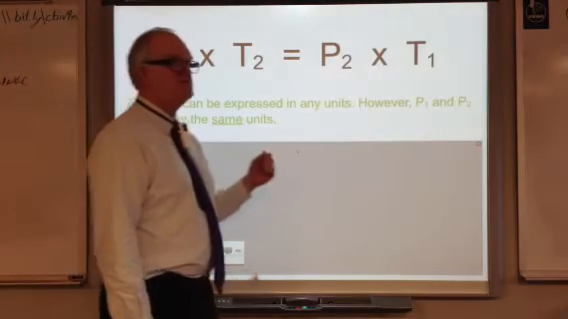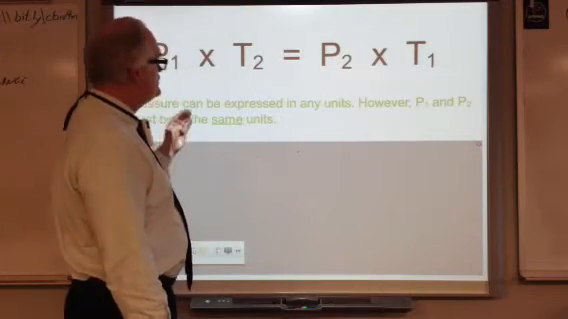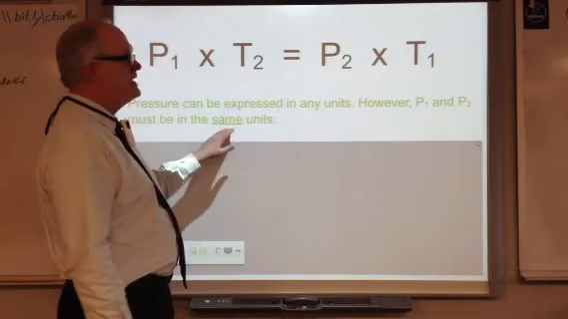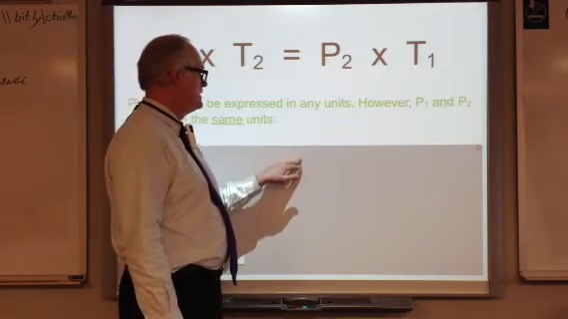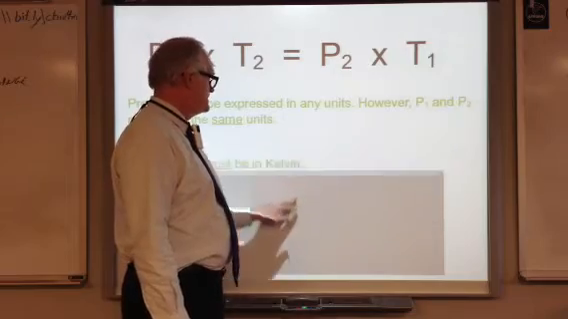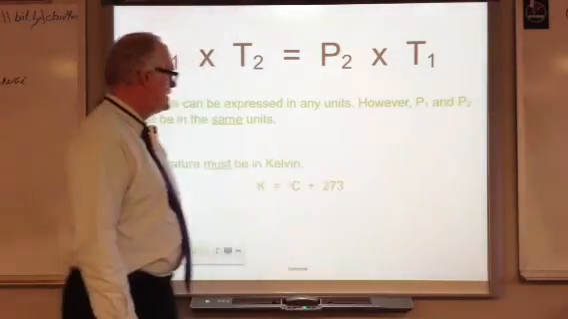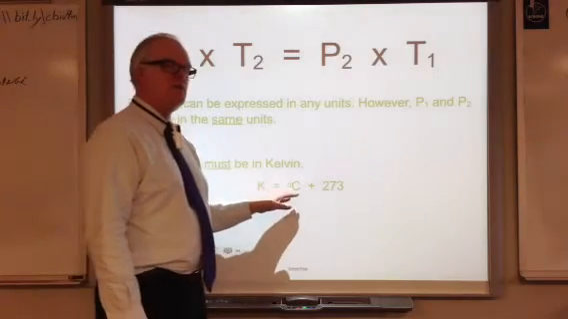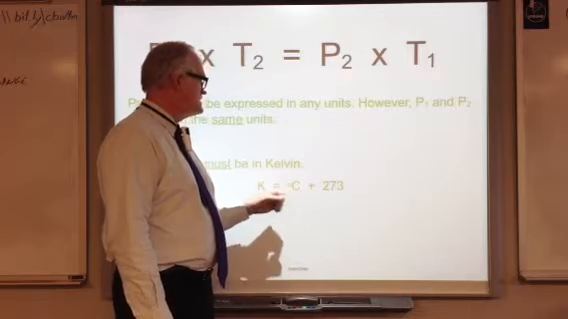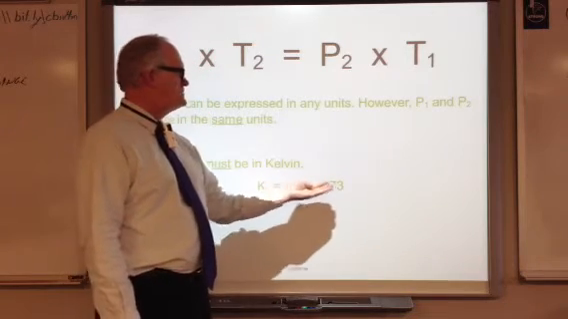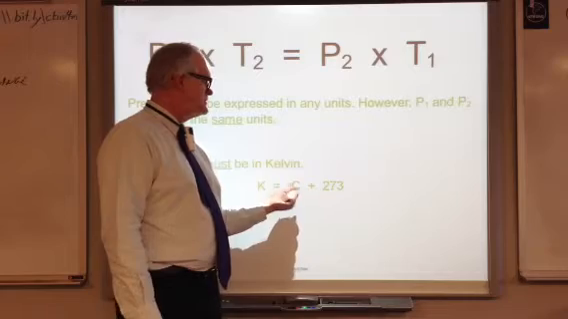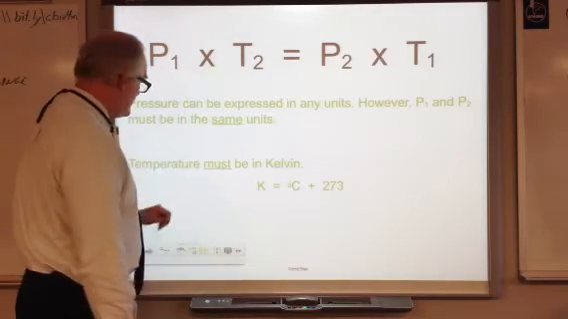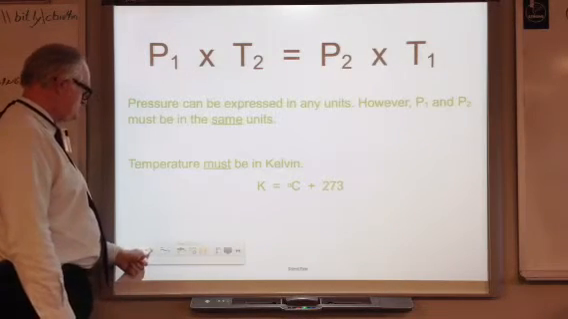Now, what about units of measure? For pressure, we can use any units of pressure so long as pressure 1 and pressure 2 are in the same unit of measure. What about temperature? Well, temperature must be expressed in Kelvin. Usually in science we measure temperature in degrees Celsius. If we want to convert to Kelvin, we add 273 to the temperature in degrees Celsius. Temperature must be in Kelvin whenever we're calculating with Gay-Lussac's law.